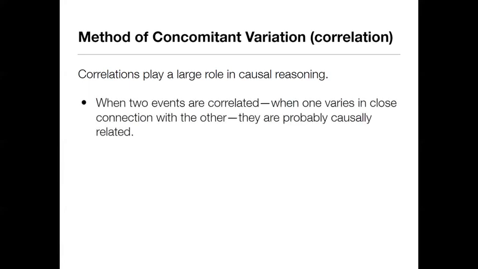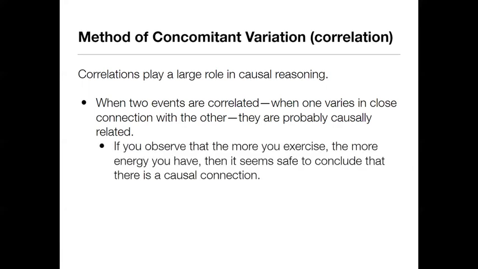And perhaps the best known of Mill's methods is what he called the method of concomitant variation, which is just correlation. So correlations, as I'm sure you might know, play a large role in causal reasoning. When two events are correlated, when one varies in close connection with the other, they are probably causally related. So where do we use this? I mean, exercise is good, right? A good example: if you observe that the more you exercise, the more energy you have, then it seems safe to conclude that there's a causal connection between exercise and energy, right?